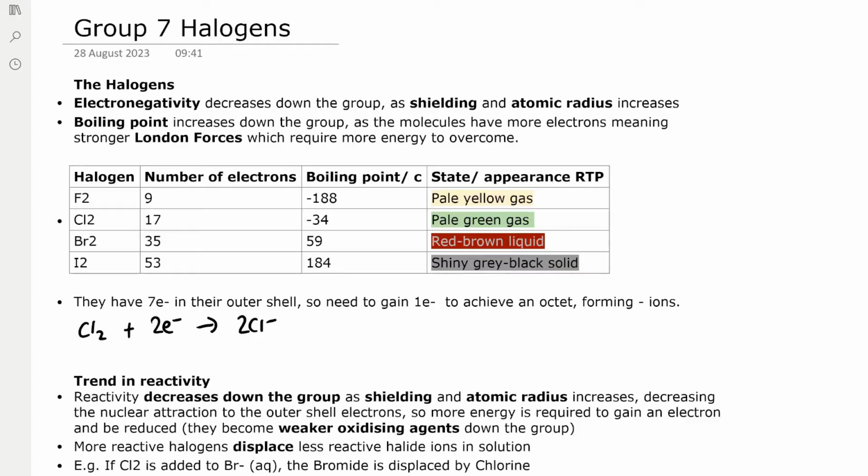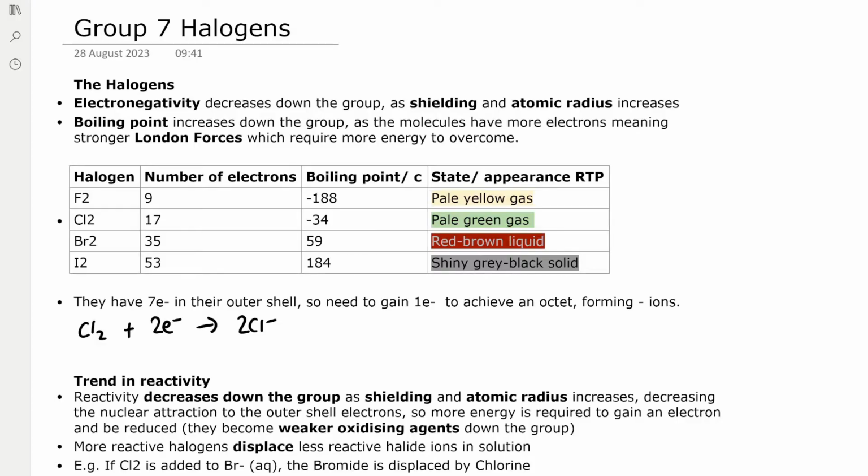So you can see that we've got a table laying out the halogens, the number of electrons, the boiling point, and the state and appearance at room temperature and pressure of each of the halogens. So fluorine has 9 electrons in each molecule and has a boiling point of -188 degrees Celsius. And then you can see that iodine has 53 electrons and has a boiling point of +184 degrees Celsius. So you can see that as the electrons increase, there's a trend of increasing boiling point.